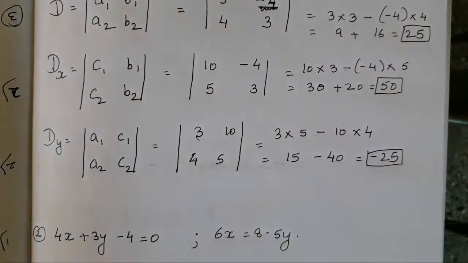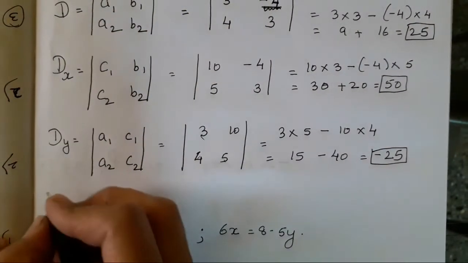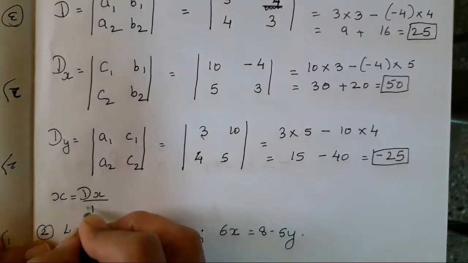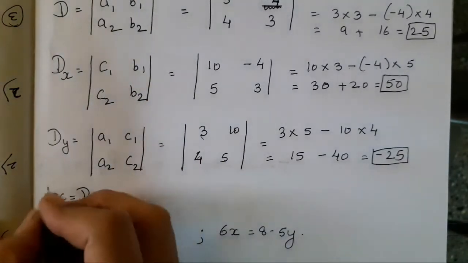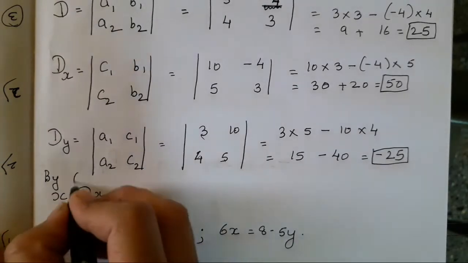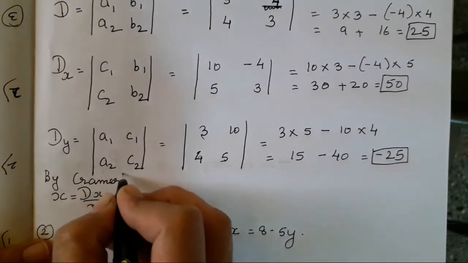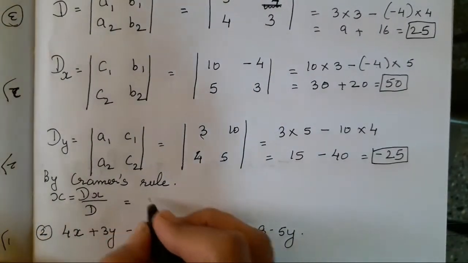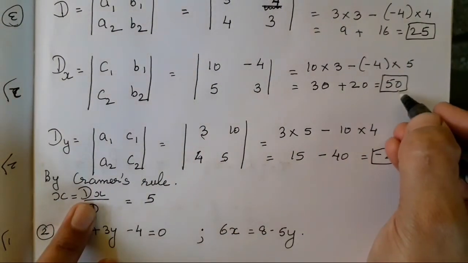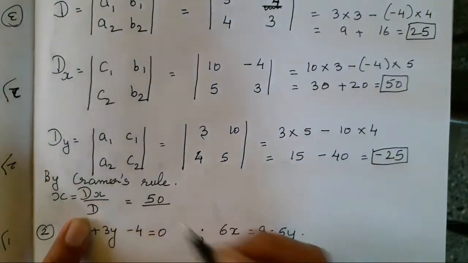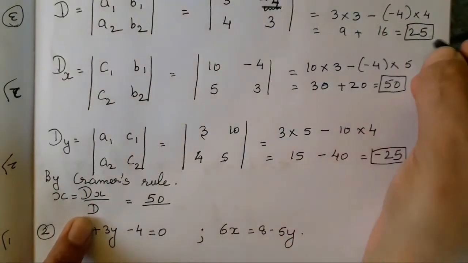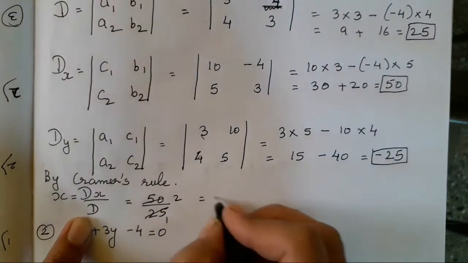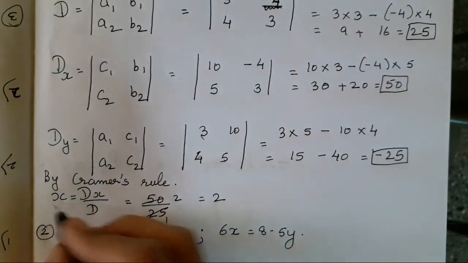Now you all have to use the Cramer's rule, that is x is going to be dx upon d. This is the Cramer's rule. You all can write it over here. Okay, so dx is how much? 50. Okay, so write the value of dx. D is how much? 25. Reduce it. The answer is 2. So you have got your x as 2.